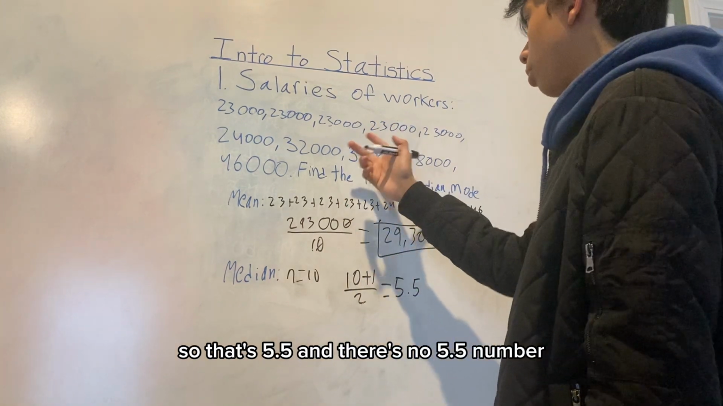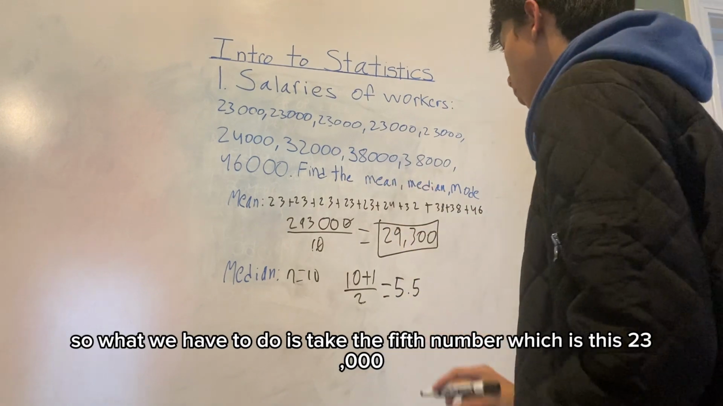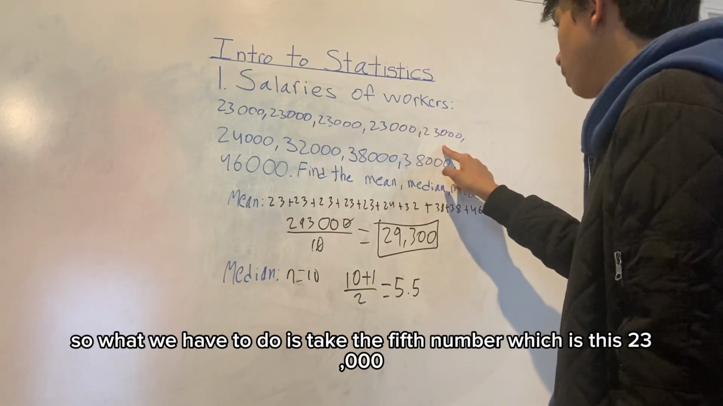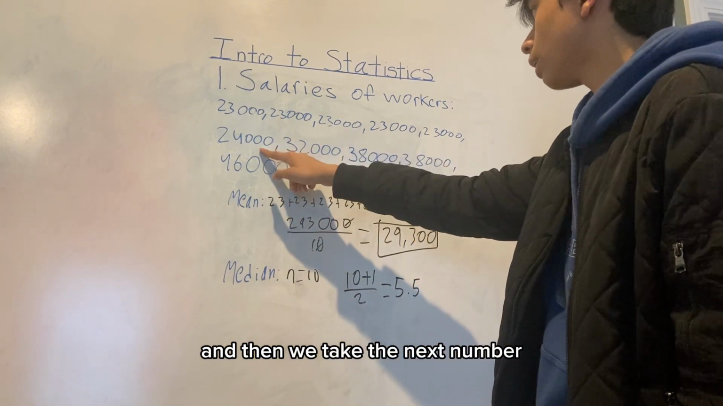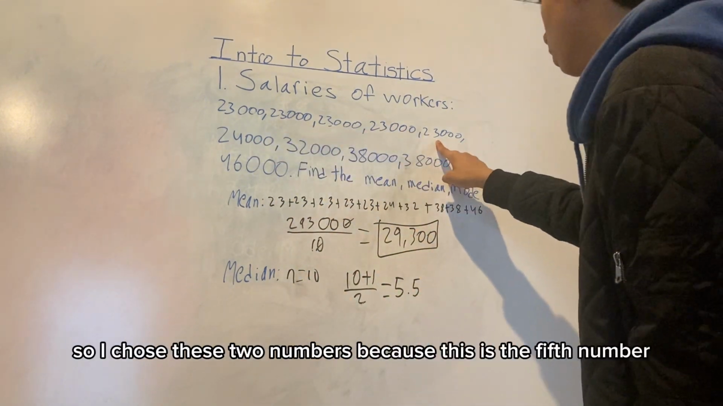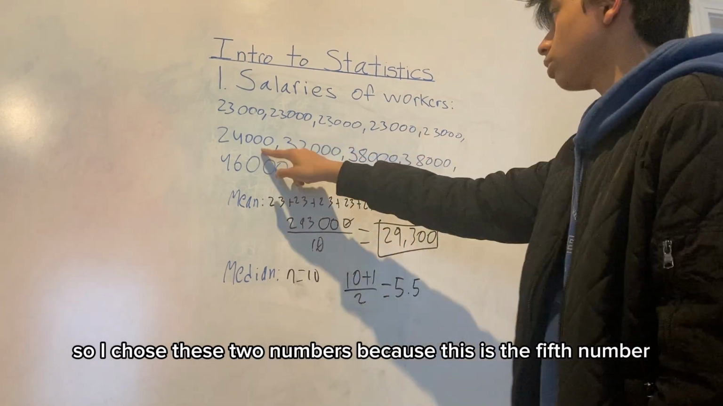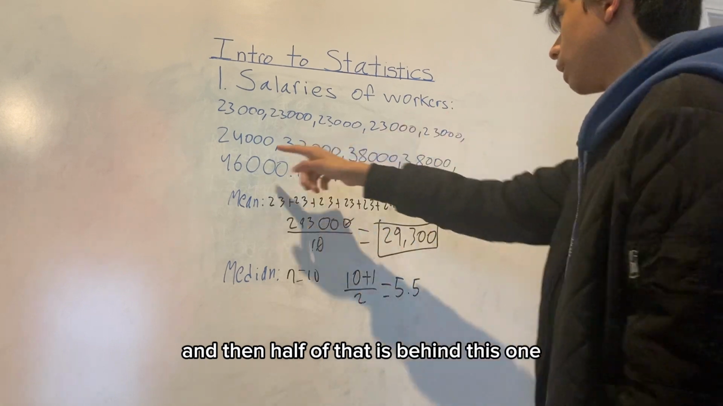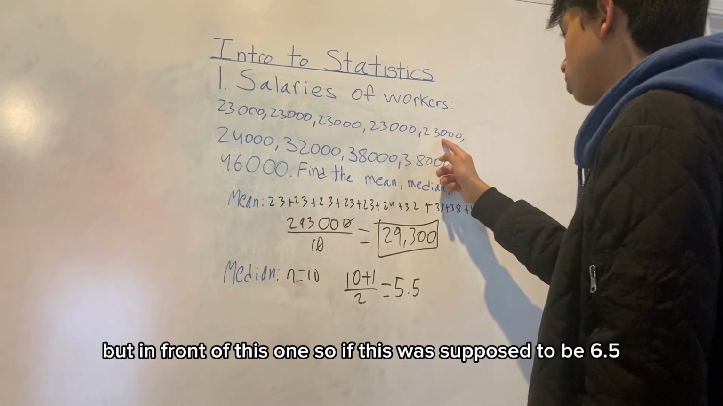And there's no 5.5th number. So what we have to do is take the fifth number, which is this 23,000, and then we take the next number, and then we find the mean of this number and this number. So I chose these two numbers because this is the fifth number, and then half of that is behind this one, but in front of this one.